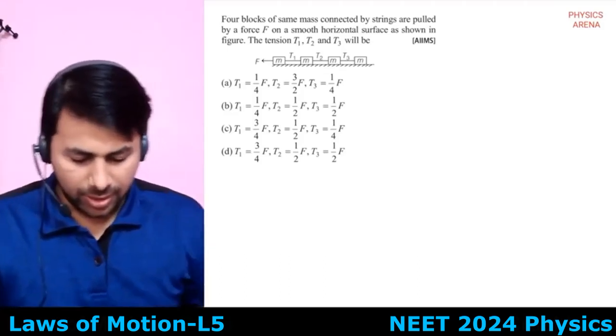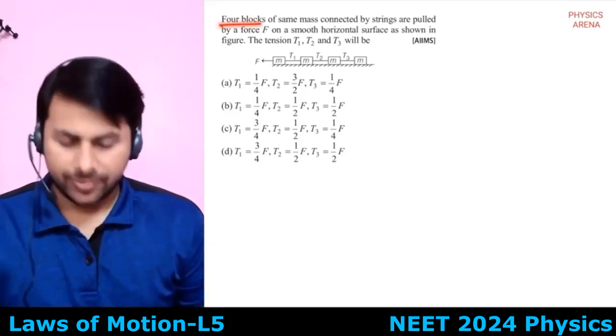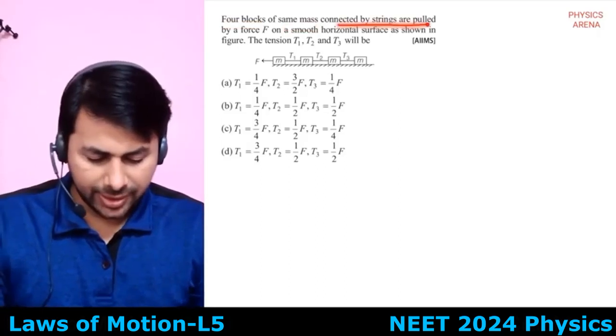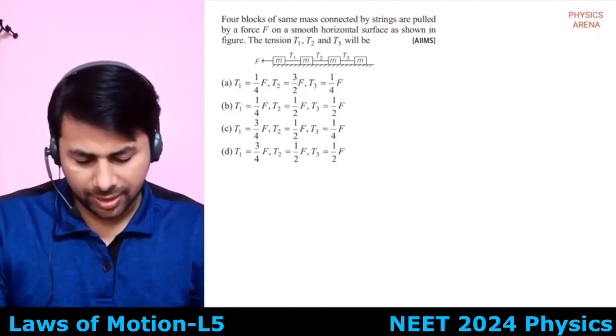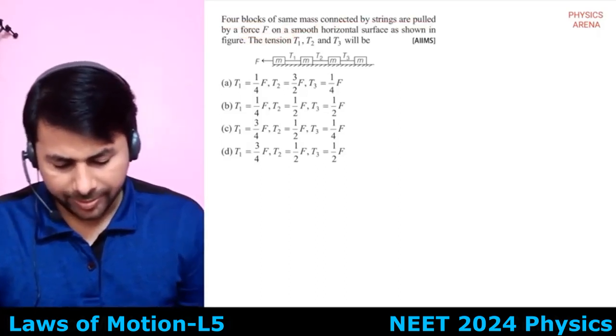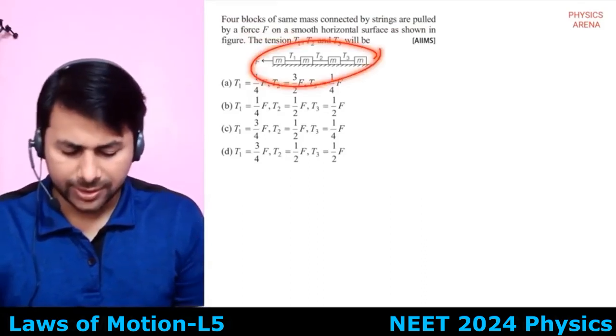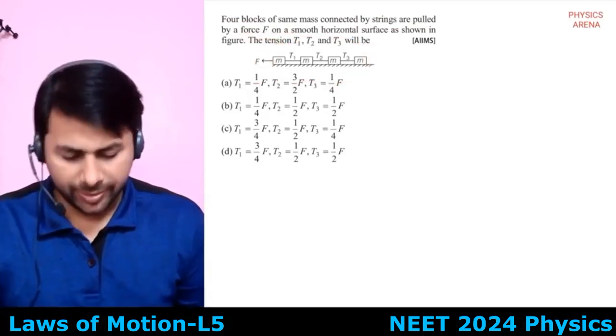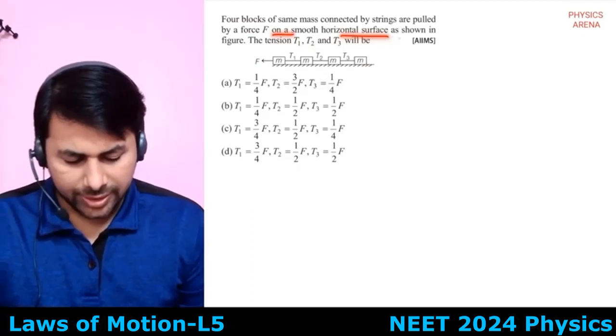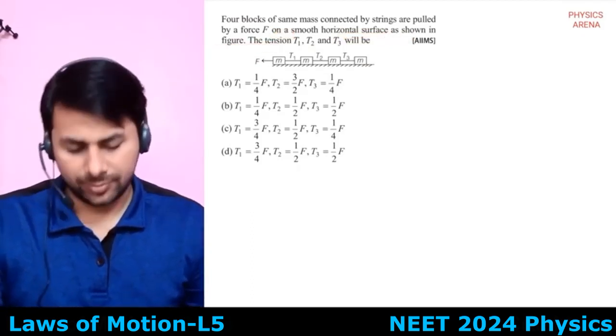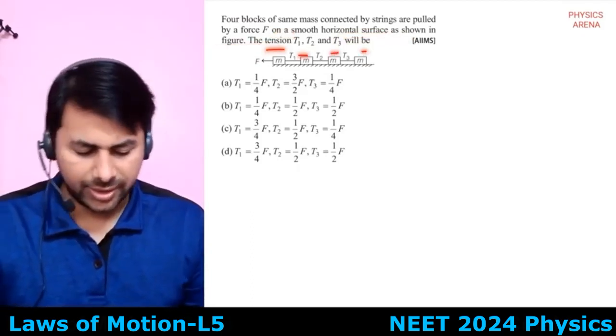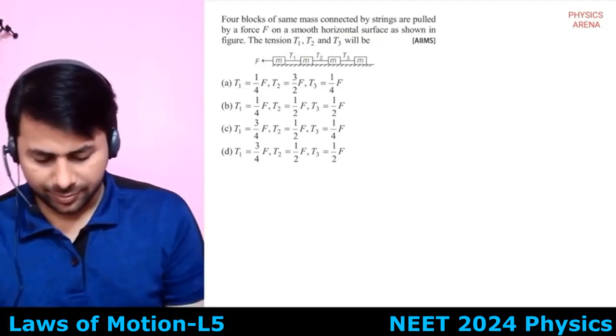So four blocks of same mass connected by strings are pulled by force F. So these are four blocks. They are pulled by a force F on a smooth horizontal surface as shown in the figure. The tension T1, T2, T3 will be. Tell me.